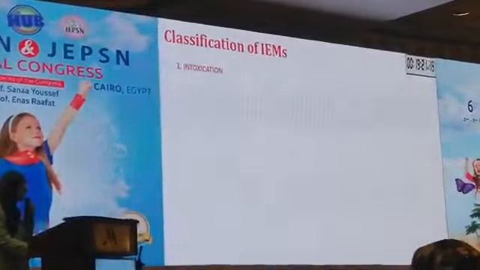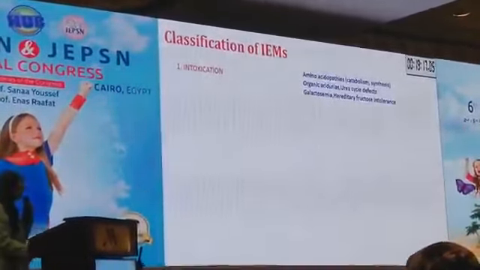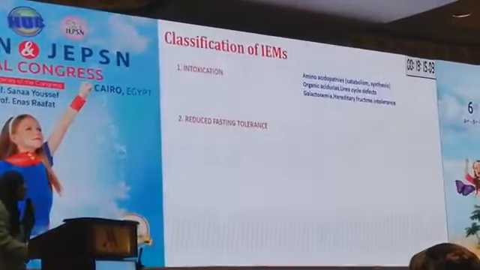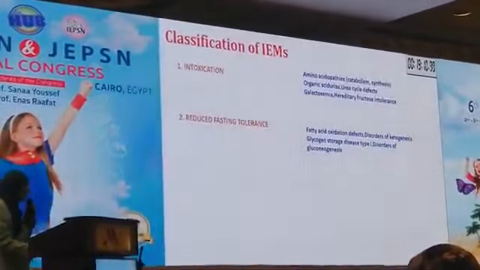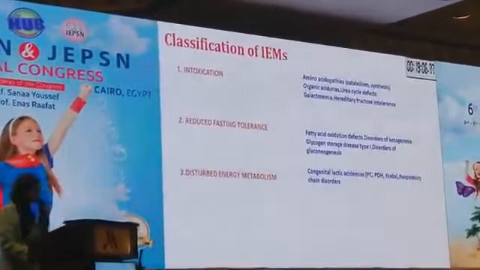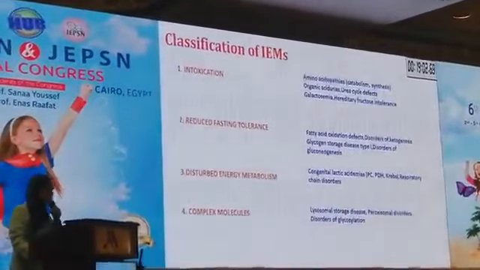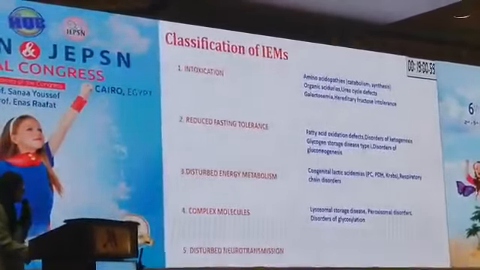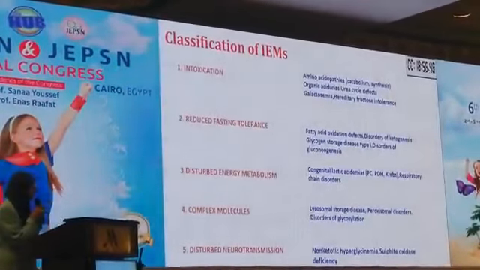The first group, intoxication disorders, for example, aminoacidopathies, organic acidemias, urea cycle disorders. The second group, reduced fasting tolerance, for example, fatty acid oxidation disorders. The third, disturbed energy metabolism, for example, congenital lactic acidemia. And the fourth, complex molecule disorders, for example, lysosomal storage diseases. And the fifth, disturbed neurotransmission, for example, non-ketotic hyperglycinemia.